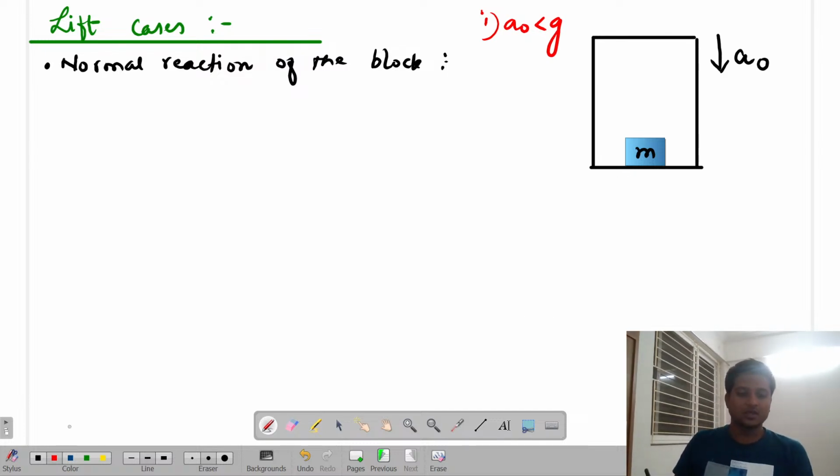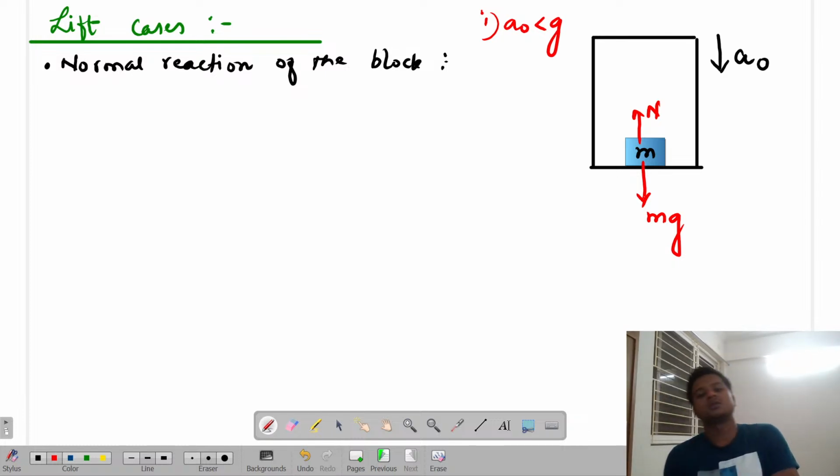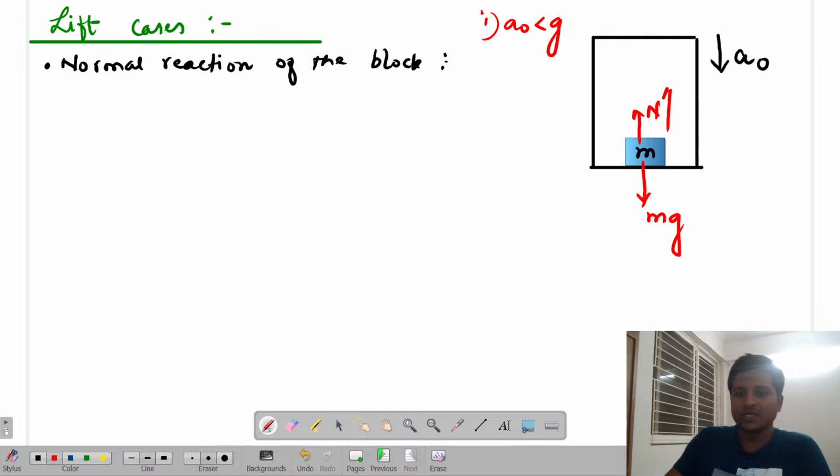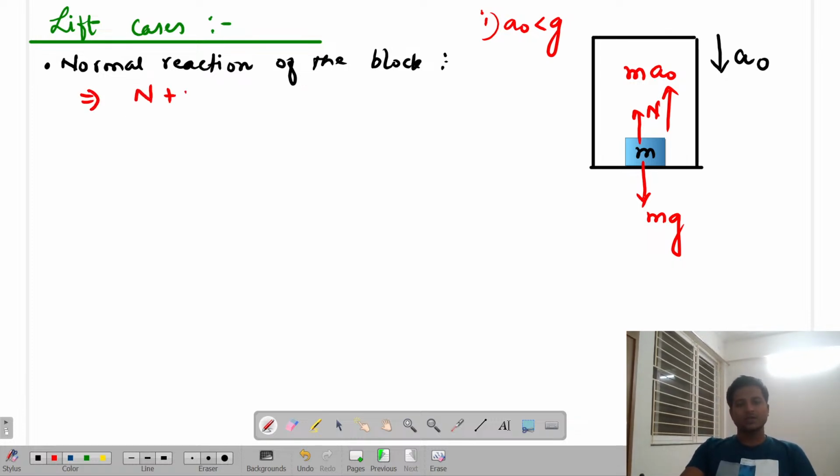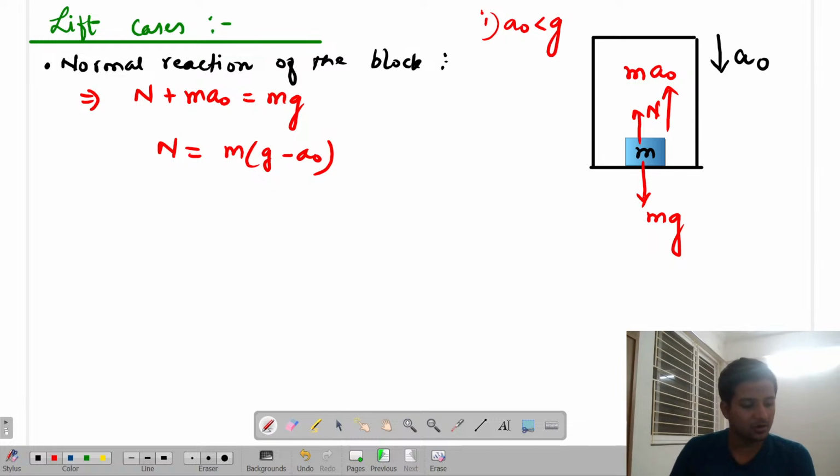Now when I look over here, the weight of the body is downwards. Normal will be upwards. But tell me, which frame is this lift, inertial or non-inertial? Since a lift is an accelerating frame, it is a non-inertial frame of reference. So the mass m will feel a pseudo force in the upward direction, opposite to the direction of the lift's acceleration, which will be m a naught. Now, as the body is stuck there, normal plus m a naught must be equal to mg. The equation you got is N is equal to m(g minus a naught). Are you able to get me or not?